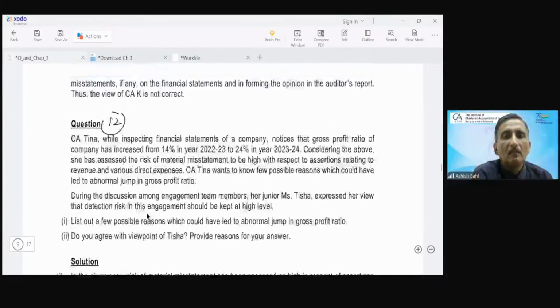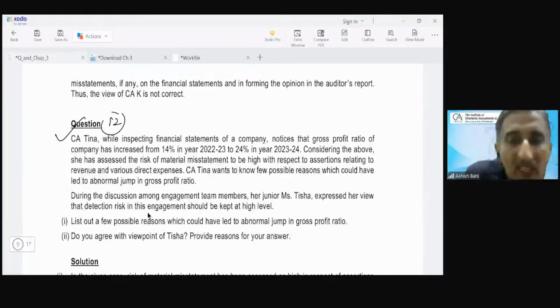Another question on risk of material misstatements. Read this question number 12. CA Tina, while inspecting financial statements of a company, notices that the gross profit ratio of the company has increased from 14% in year 22-23 to 24%. So there is a huge increase, 10% increase. Considering the above, she has assessed the risk of material misstatement to be high. So when she has noticed that the gross profit ratio has increased from last year, there is an abnormal jump in the gross profit ratio. So she has assessed the risk of material misstatement to be high with respect to assertions relating to revenue and various direct expenses.